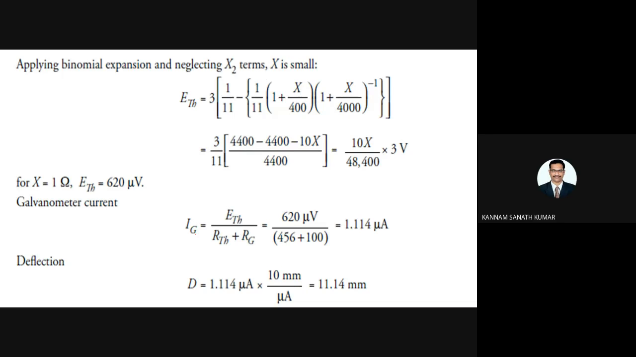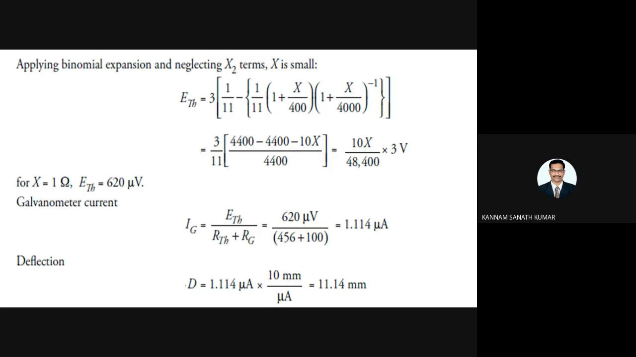So what is the galvanometer current? Ig equal to, we have seen in the previous slide, ETH by RTH plus RG. So 620 microvolts by 456 plus 100. So you are getting 1.114 microamps. You need to find out the deflection.